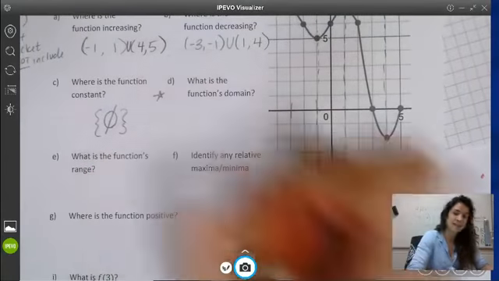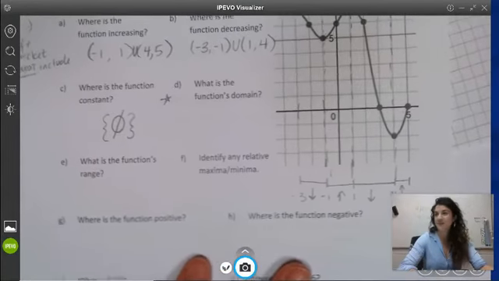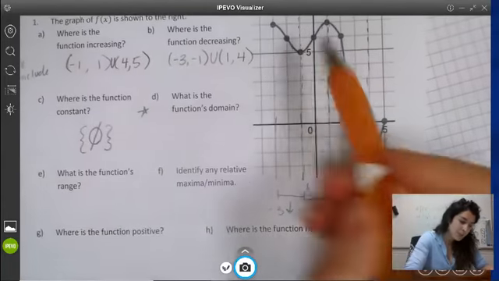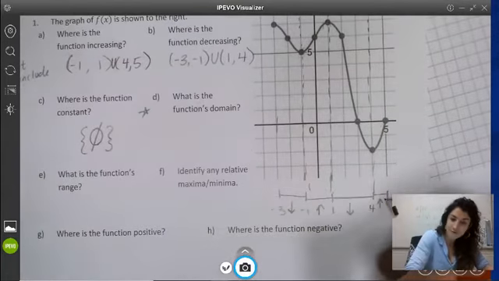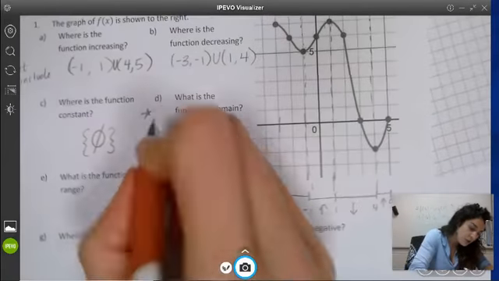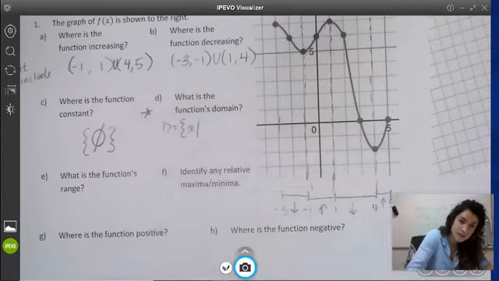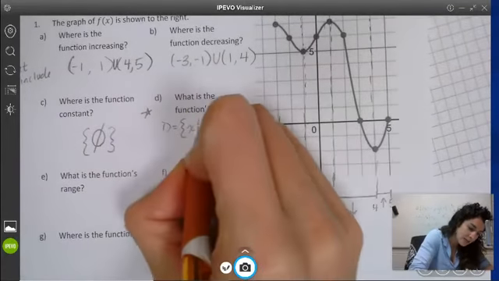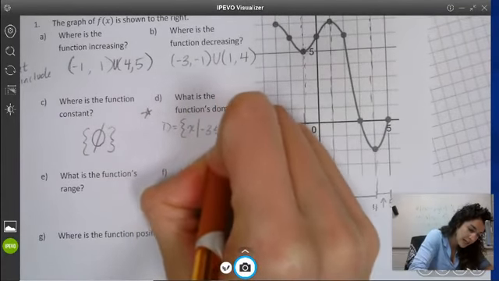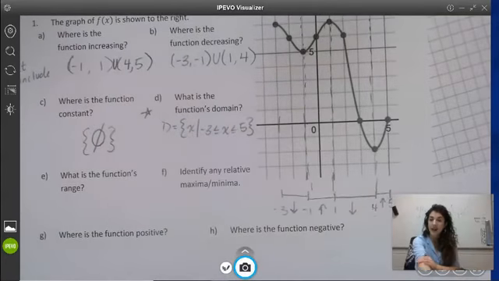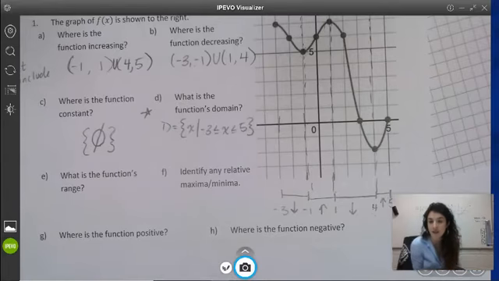I think you guys can handle that one on your own. The function's domain is between -3 and 5. So we could write it as domain equals curly bracket x values such that, and then we can say between -3 less than or equal to x less than or equal to 5. Close your curly brackets.